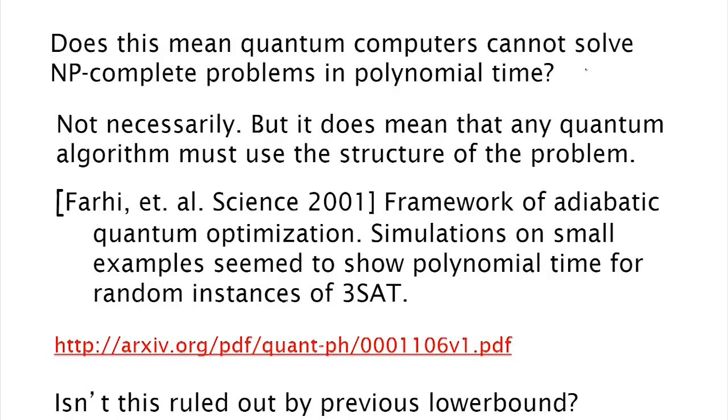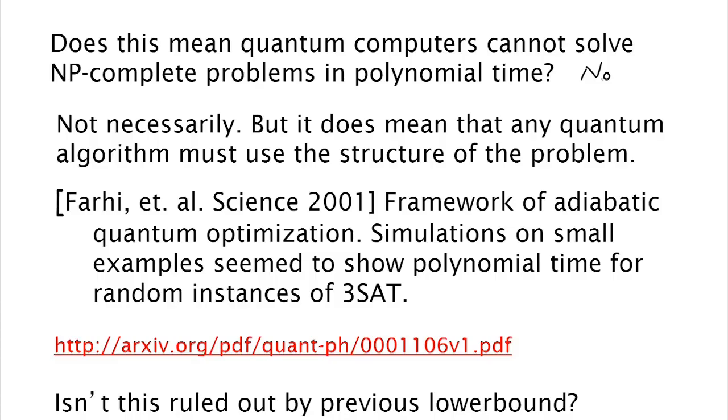Well, the answer is no, it does not necessarily follow. What does follow is that any quantum algorithm that does better than 2 to the n over 2 steps must use the structure of the problem. It must look inside the box that's computing U sub f and actually rely on the structure of f.